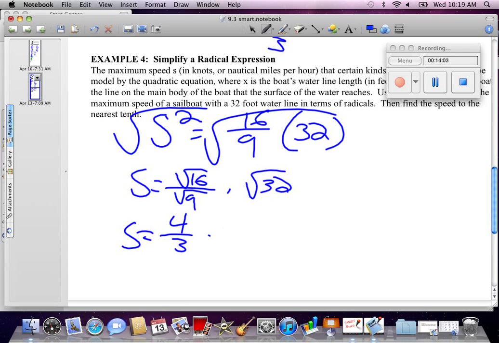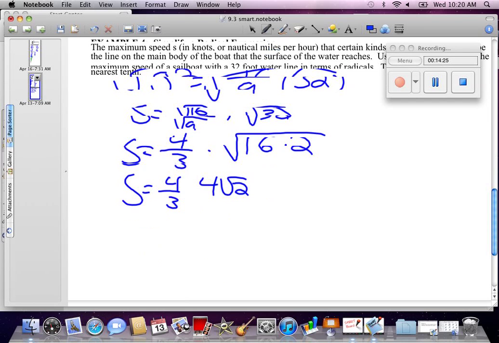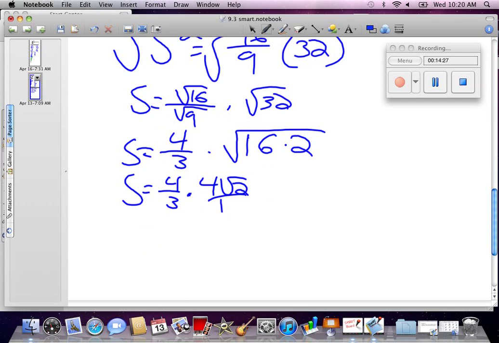Now we've got to simplify the square root of 32. What's the biggest perfect square that goes into 32? 16. Thank you, Nathan, for raising your hand. I didn't see. What is the square root of 16? 4. So we get 4 square root 2. And then I'm simply going to multiply these two things together as if there was a 1 on the bottom. So I get 16 square root 2 over 3.